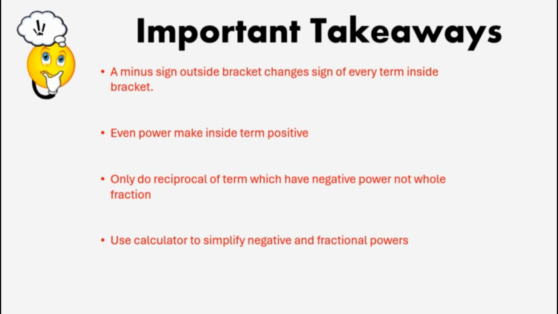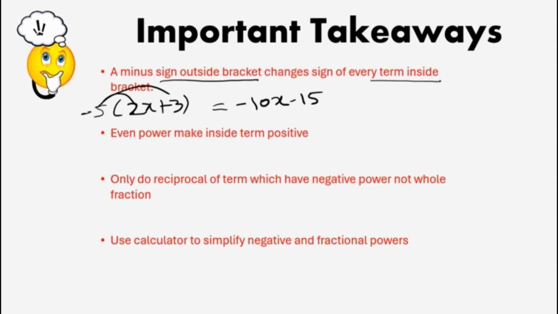Important takeaway for this topic. A minus sign outside a bracket changes the sign of every term inside the bracket. If I have minus 5 times 2x plus 3, because of the minus 5, minus 5 times 2x will give me minus 10x and minus 15. So both positive terms 2x and 3 become negative.